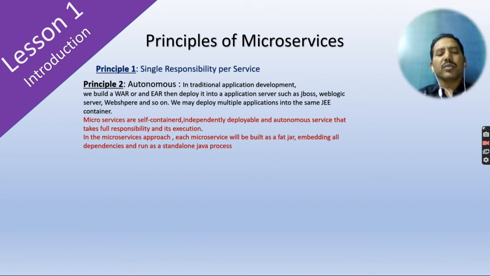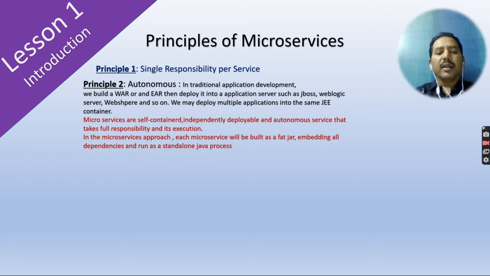We can say there are two principles, though there can be n number of principles. Principle one is single responsibility for a service. Whatever service you take, that service acts with a single responsibility. It can have application logic, business logic, DAO, DB access and all, but altogether it acts as a single responsibility of the service. And principle two is autonomous. It takes the whole responsibility for the execution of the system.